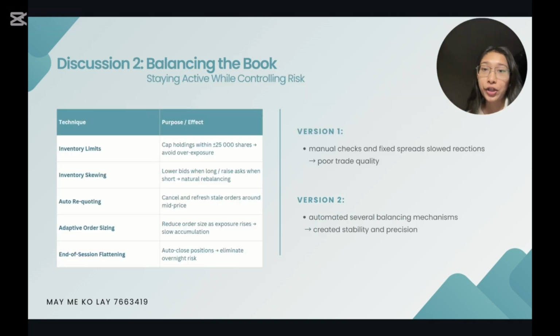Discussion 2. A good market maker must quote continuously but still control inventory risk. In version 2, automation replaced the manual delay from version 1. The algorithm kept exposure above and below 25K shares, could skew quotes to naturally rebalance position, and used auto requoting to refresh stale orders around the mid price. It also reduced order size when exposure grew and flattened all positions at session end.